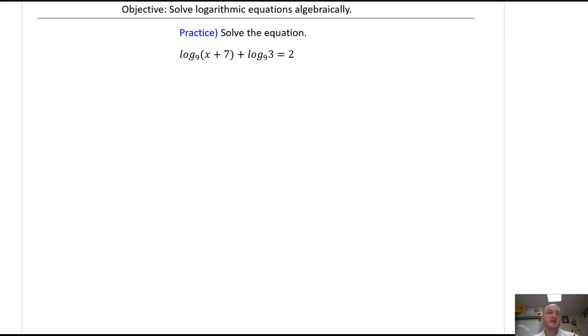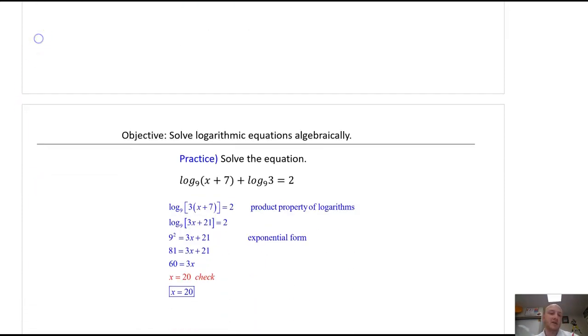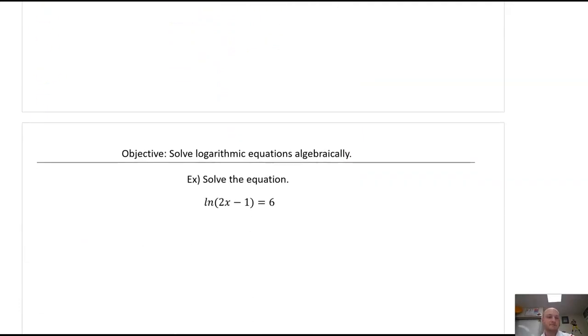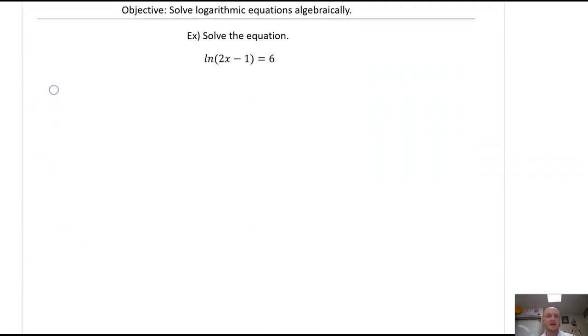Here is the solution. You need to multiply the arguments on the left side to give you 3x plus 21. I can't cancel a logarithm on each side, so I switch to exponential form. 9 to the power of 2, which is 81, is equal to 3x plus 21, which gives us 60 is equal to 3x, yielding an answer of 20, which works out. So there it is.